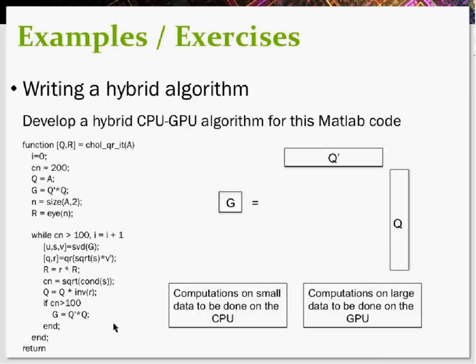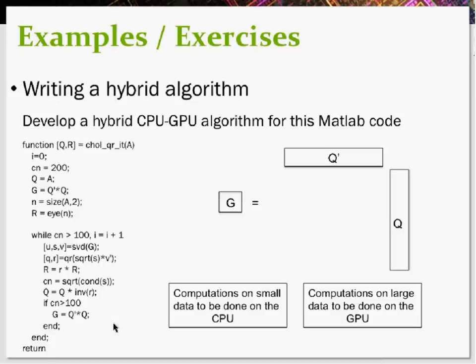Typically, we will give our students some examples of how to write simple codes. One example is just to give them a MATLAB code, that's what is given on the left there. It's a sequence of calling matrix multiplication or other parallel routines like QR. The simple exercise is to write the code for the GPU.